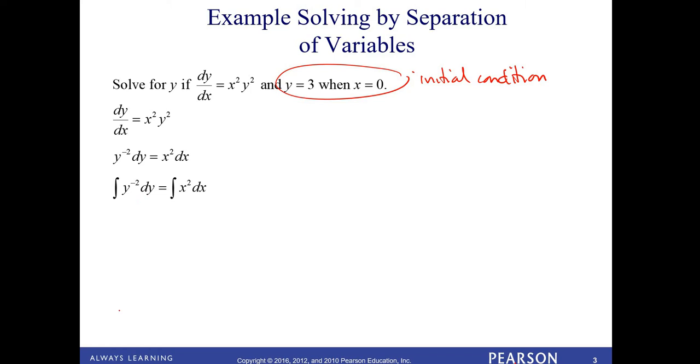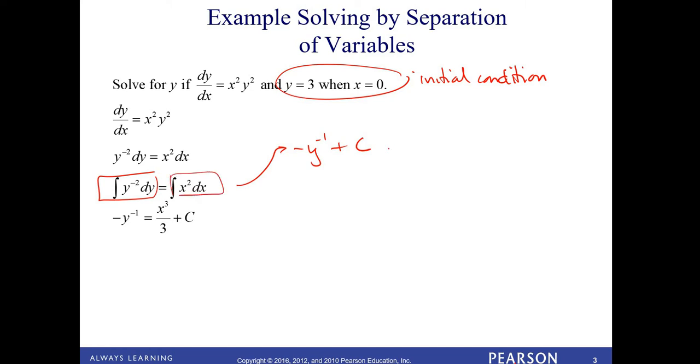So the integral of y to the negative 2 dy is negative y to the negative 1. The integral of x squared is x cubed over 3. And we put the plus c on the right. Let's just talk about that for a second. If I was integrating this separately, I would write negative y to the negative 1 plus c.